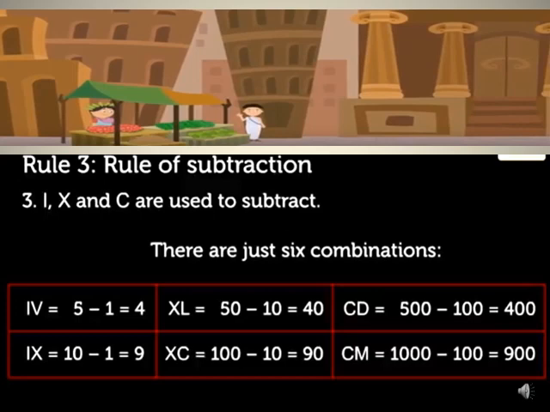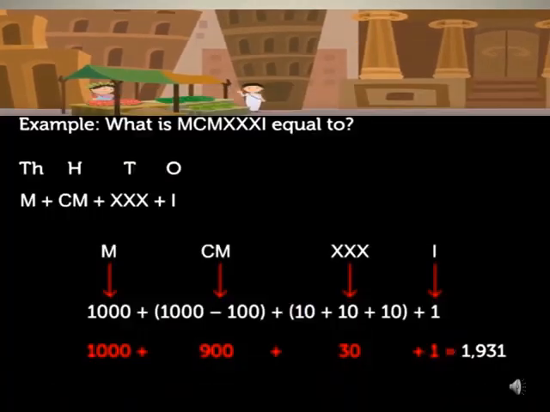XC is equal to 100 minus 10, which is equal to 90. CD is equal to 500 minus 100, which is equal to 400. CM is equal to 1000 minus 100, which is equal to 900. To read and write larger Roman numerals, for example, what is MCMXXXI equal to?